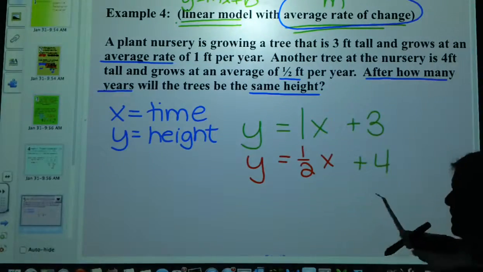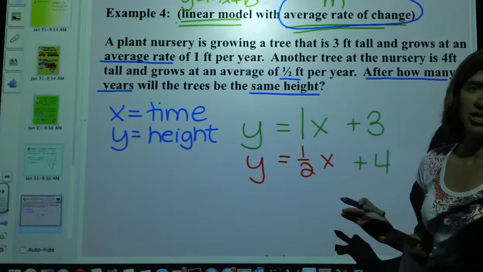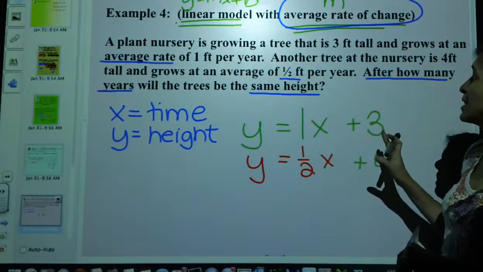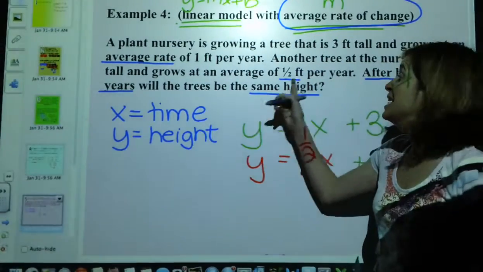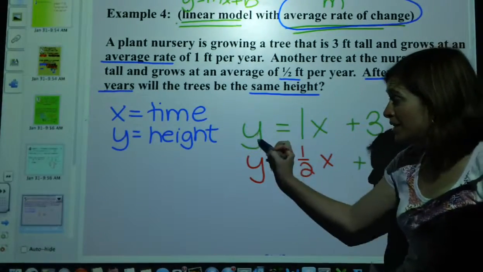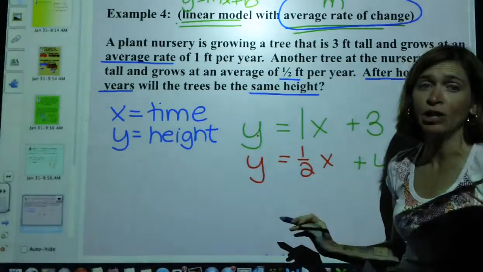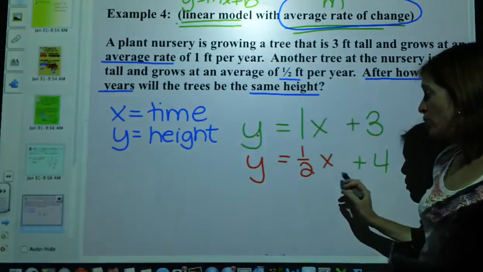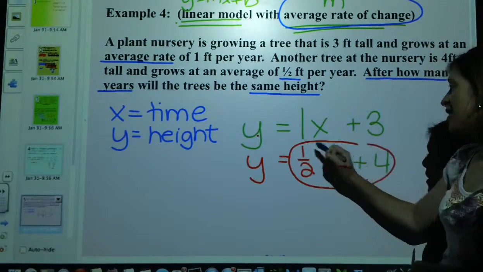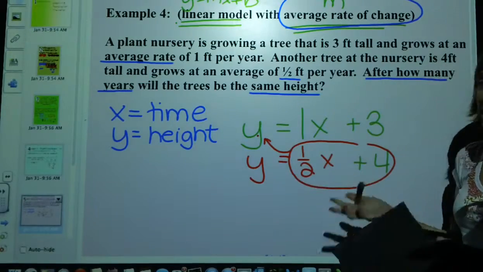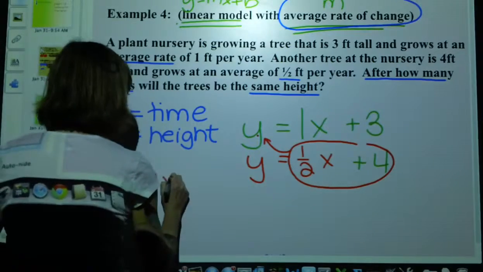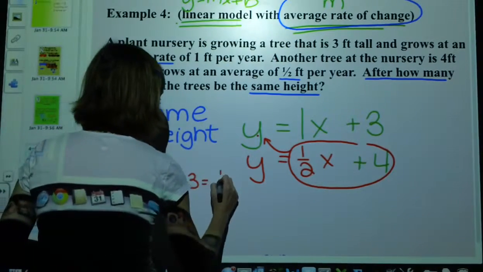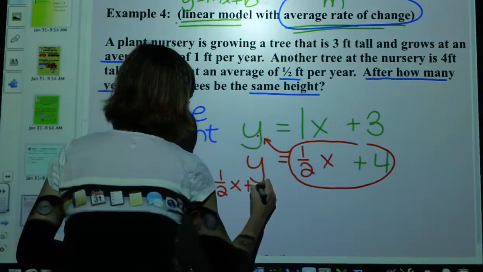You might not recognize that this is a great place to use substitution, and the question's actually telling me that. It says, after how many years will they be the same height? So it's basically saying, when are the y's going to be equal? So what you do is you take this and you plug it into y, or you set the equations equal to each other. So we're going to get 1x plus 3 equals 1/2 x plus 4.